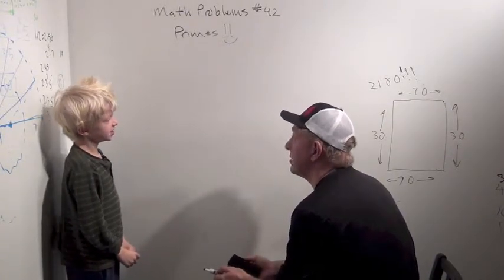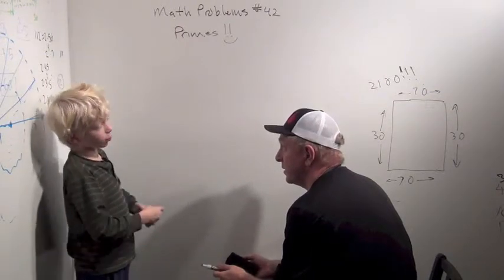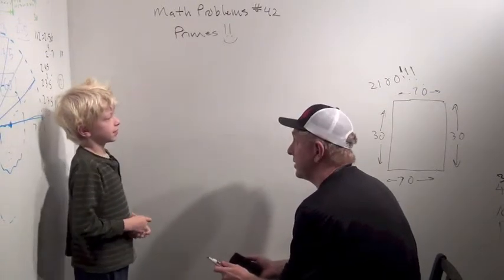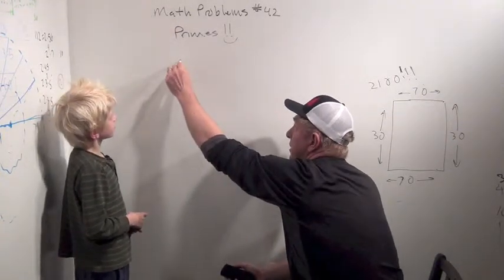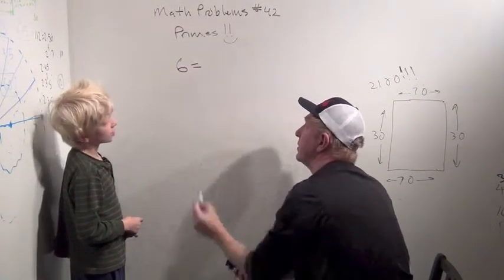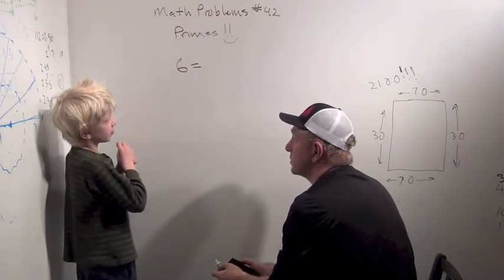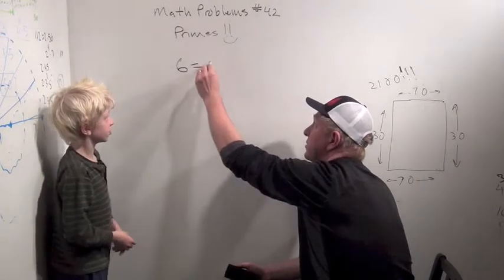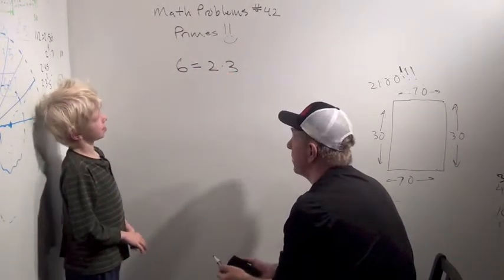Yay, primes. Do you know what a prime number is? Well, it's a number that's only divisible by itself and 1. Right, that is exactly right. So, for example, is 6 a prime number? Well, no, because it's divisible by 2 and 3. Right. 6 equals 2 times 3, so it splits into smaller numbers.